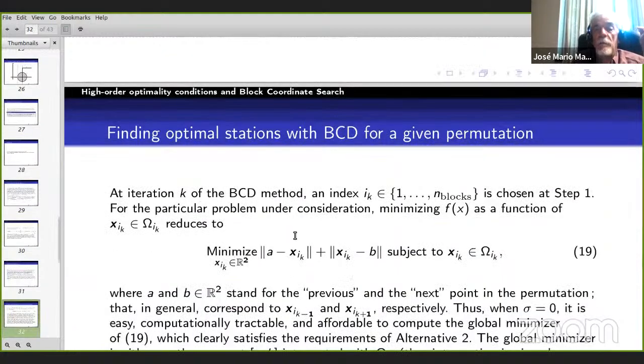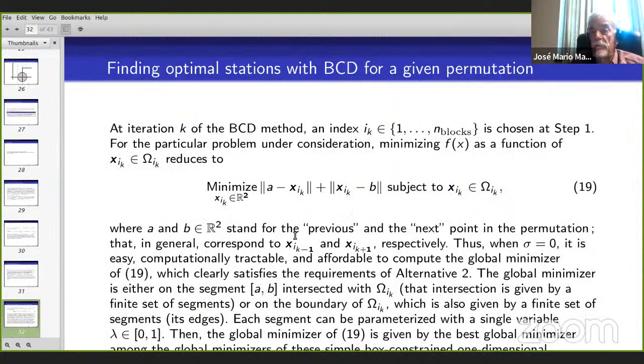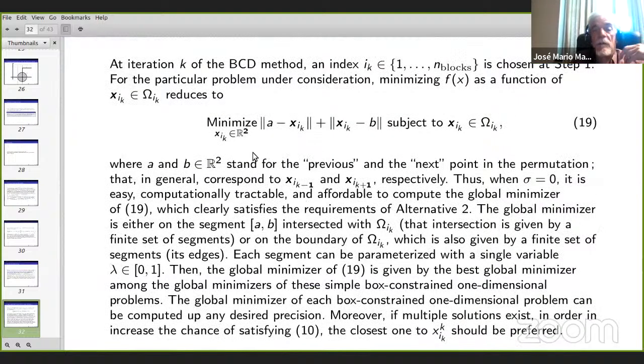And for finding the optimal stations with BCD for a given permutation, we use the structure of the feasible sets. So, in each of the feasible sets, solving the problem has this form here. So we are able to use sigma equal to 0. Solving the problem is easy, and computing the global minimizer is affordable. So we can use alternative 2.